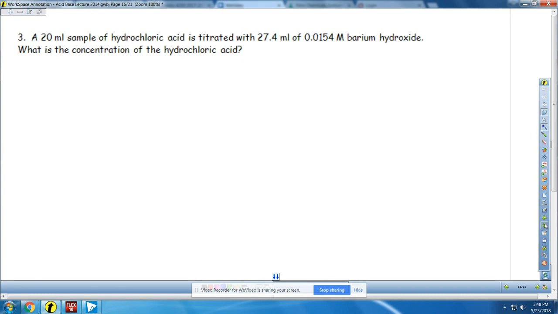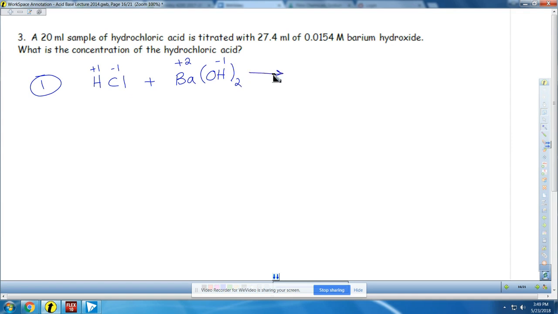Step 1, balanced equation. This is hydrochloric acid, which is HCl. And you don't have to write the charges in, but sometimes I like to remind myself, +1, -1. Barium hydroxide. If I look on the periodic table, barium's in the second group, +2, hydroxide -1. That means I need 2 hydroxide to make this neutral.